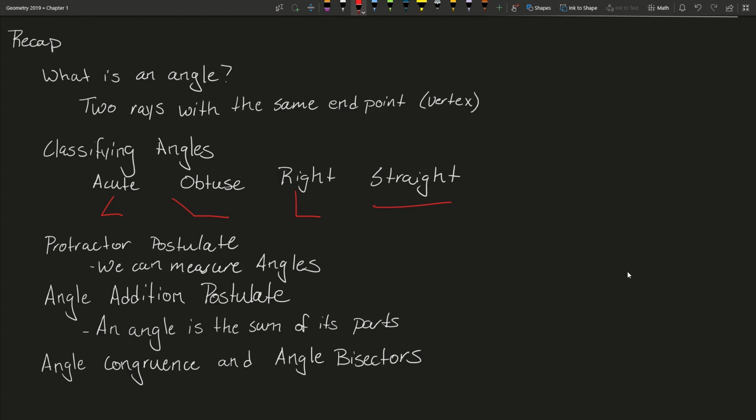From there, we went to the protractor postulate, which just says that we can measure angles. We also covered the angle addition postulate, which says that an angle is the sum of its parts, and then we did some examples, and then we went over angle congruence and angle bisectors. And this is all there is to measuring and classifying angles.